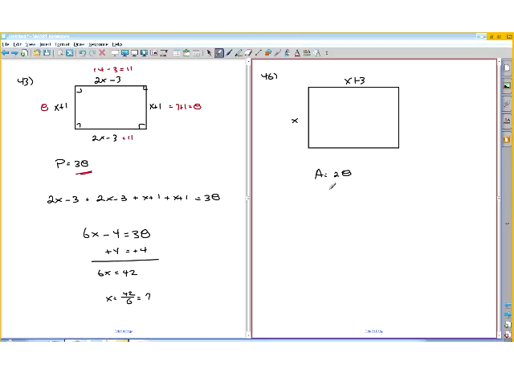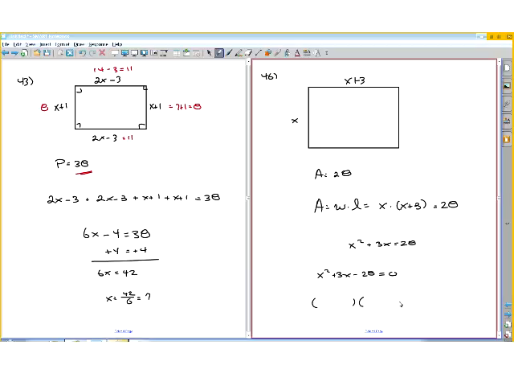So the area of a rectangle is just the width times the length. The width we'll call x. The length is x plus 3. And that has to equal 28. So we get x squared plus 3x is equal to 28. Subtract 28 from both sides. You get x squared plus 3x minus 28. Now this will involve us having to factor.